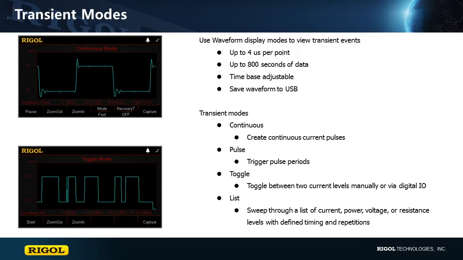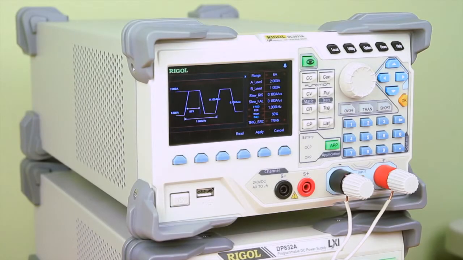Let's take a look at the transient modes and how the unique waveform display feature of the DL3000 can improve your product and reliability testing. Now for our transient test. We're going to start with three different ways to look at pulsed current in your load.